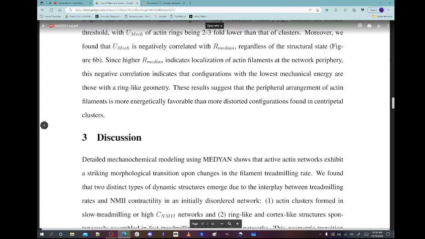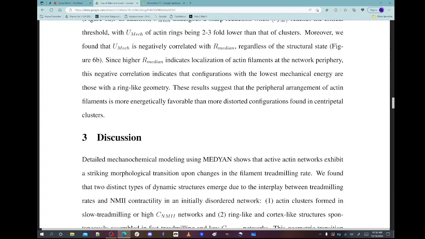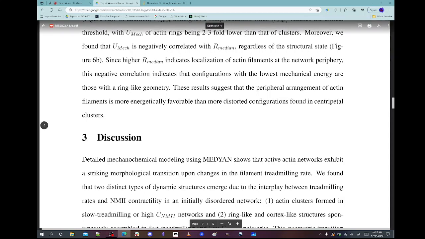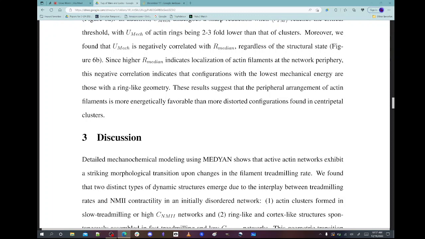So since higher R median indicates localization of actin filaments at the network periphery, this negative correlation indicates that configurations with the lowest mechanical energy are those of the ring-like geometry. So that's the lowest mechanical energy state. And these clusters are higher level mechanical energy states. These results suggest that the peripheral arrangement of actin filaments is more energetically favorable than more distorted configurations found in centripetal clusters, which are these clusters that are moving outward towards the ring.